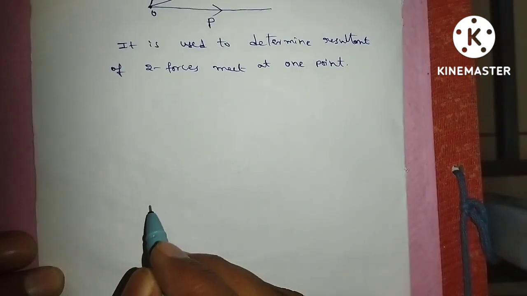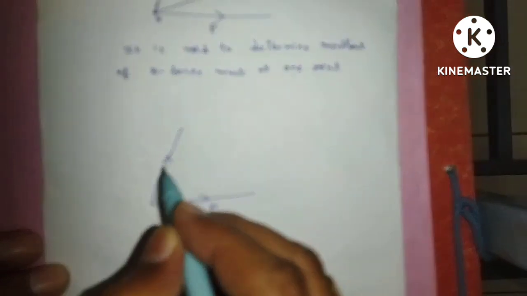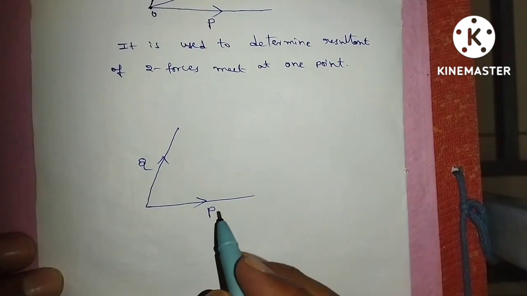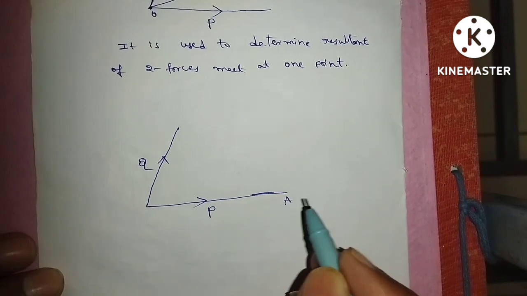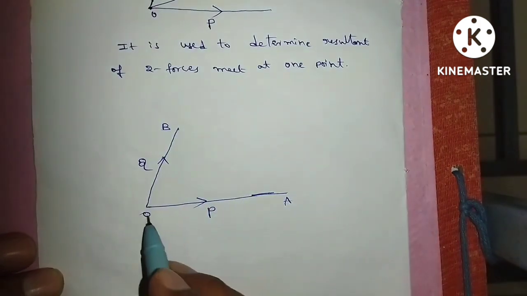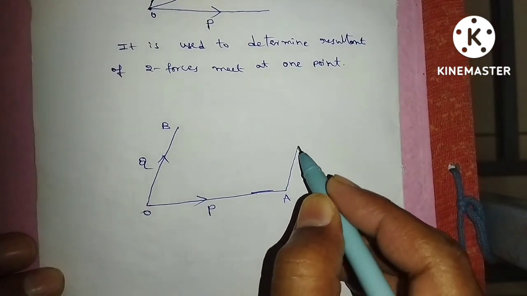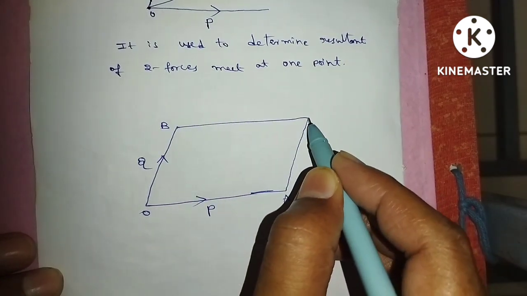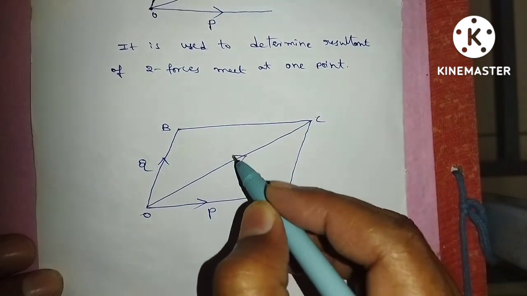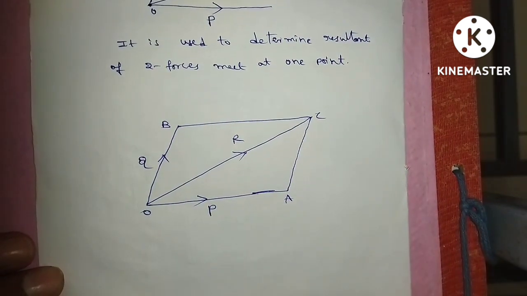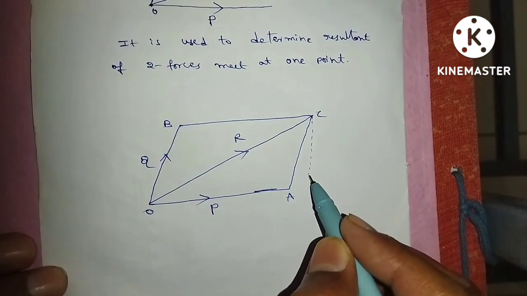Now we will see the proof. Consider P as one force and Q as another force, represented in magnitude and direction by OA and OB, two adjacent sides of a parallelogram. Draw from A a line parallel to OB, and from B a line parallel to OA. So OACB is the parallelogram, and join O and C. OC is the diagonal which represents the resultant R.